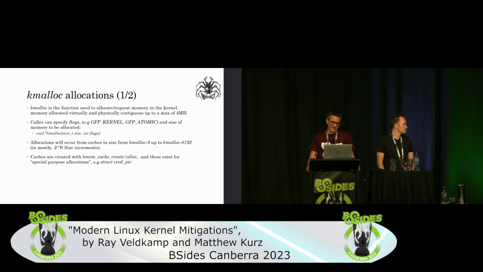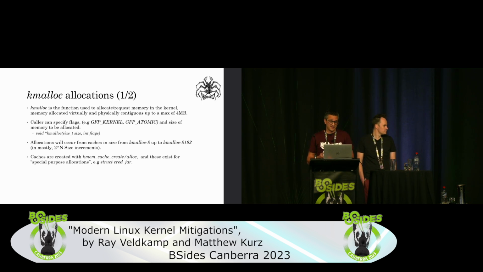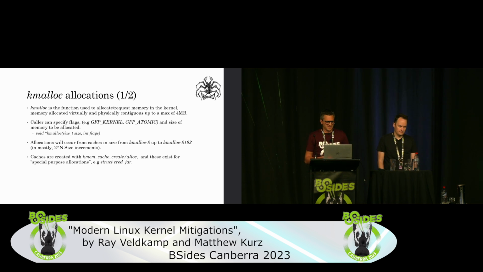So when you call kmalloc, you'll get an allocation, and depending on the size, it will come from a cache. There are caches which are organized by the size of the memory chunk that kmalloc is going to return. And these are mostly in power of 2 size increments.